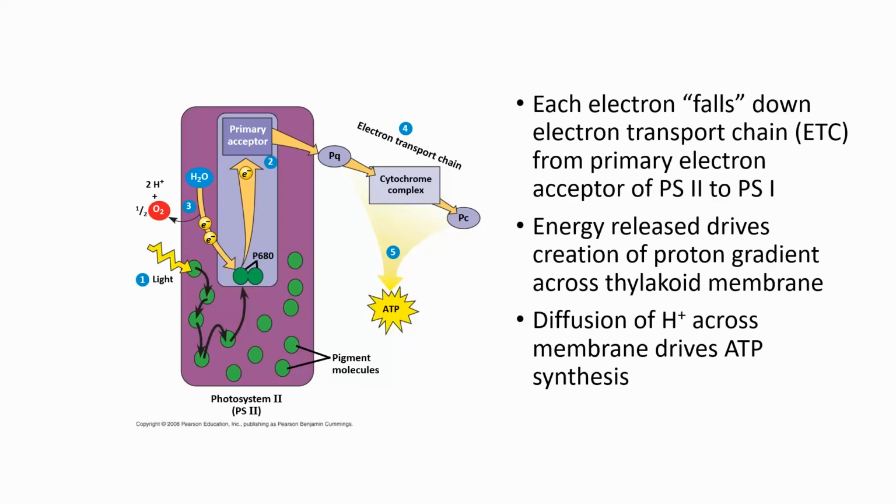Then, you hopefully guessed it, the electrons that have been given to the primary electron acceptor are going to then go into an electron transport chain. And then the electron transport chain, just like in cellular respiration, is used to create a proton gradient. By the way, another name for that is the proton motive force.